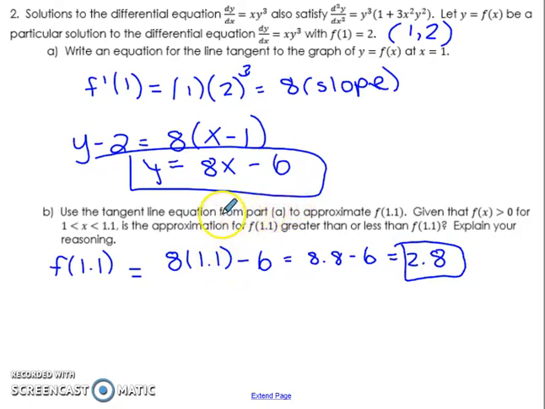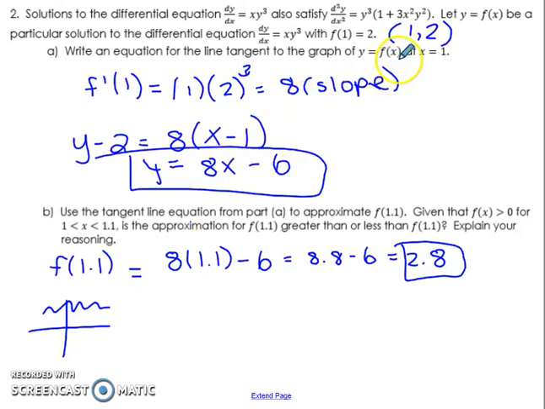And then it wants us to know that if x is between 1 and 1.1, is the approximation for f of 1.1 greater than or less than the actual value of f of 1.1? And explain. So for that, we have to kind of think about what this graph is going to look like. So they're telling us f of x is greater than 1. So what that means is that if I had some graph, if the function is greater than 1, it's got to be somewhere up here. Okay, it doesn't look like that squiggle, but it's somewhere above the x-axis since it's greater than 1.